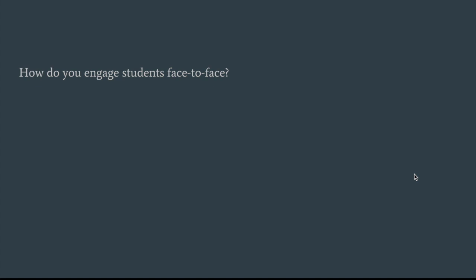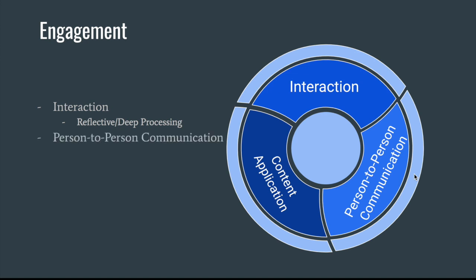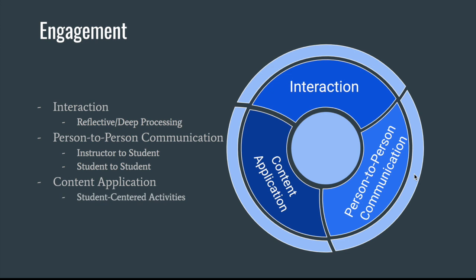So what we'll look at in this presentation is, engagement is basically threefold. We start with the interaction, then we have person-to-person communication, then the content application. In interaction, we're looking at reflective deep processing. What can we do to make sure that the students are actually reflecting on the information that's being presented? In the person-to-person communication, we want to look at how we communicate from the instructor to the student and also from the student to other students. In the content application, it's more of producing these student-centered activities. So how can we create this content that is going to be presented back to us?